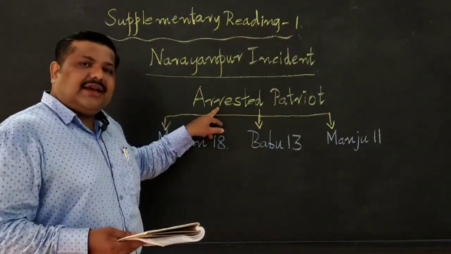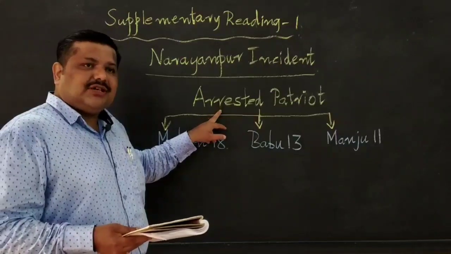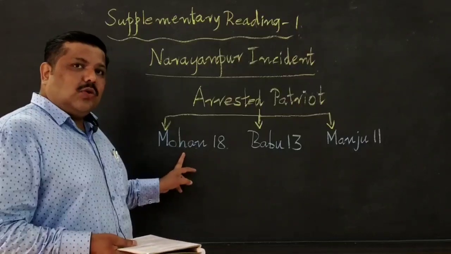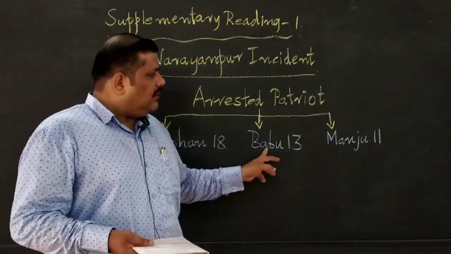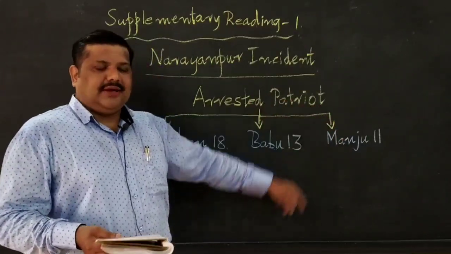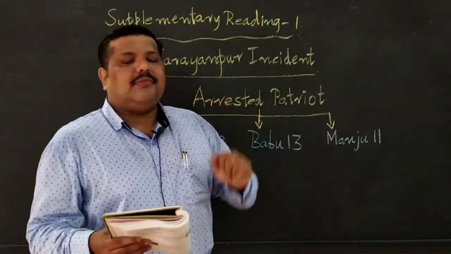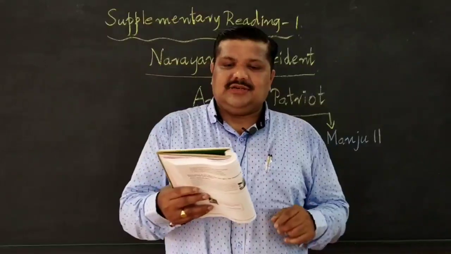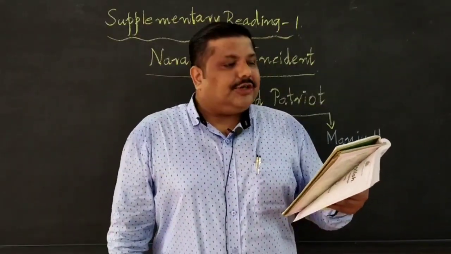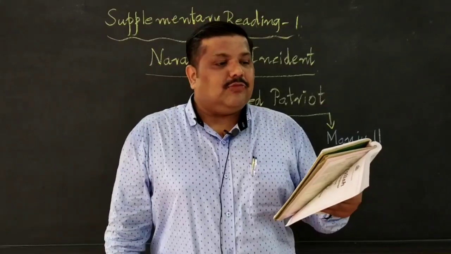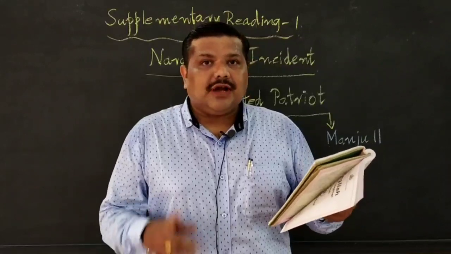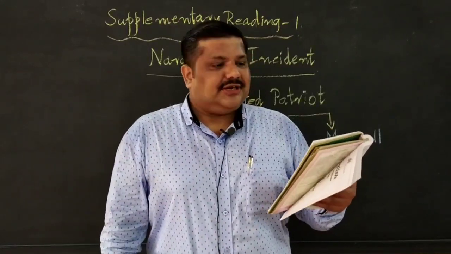See, the arrested patriot was imprisoned. He had 3 children: Mohan, 18 years old, Babu, 13, and daughter Manju, 11. So keep this in mind. The patriot was behind bars, in prison. See the introductory paragraph. The year 1942, the time of the Quit India movement, a teacher in a small town, a follower of Gandhiji, has been arrested.